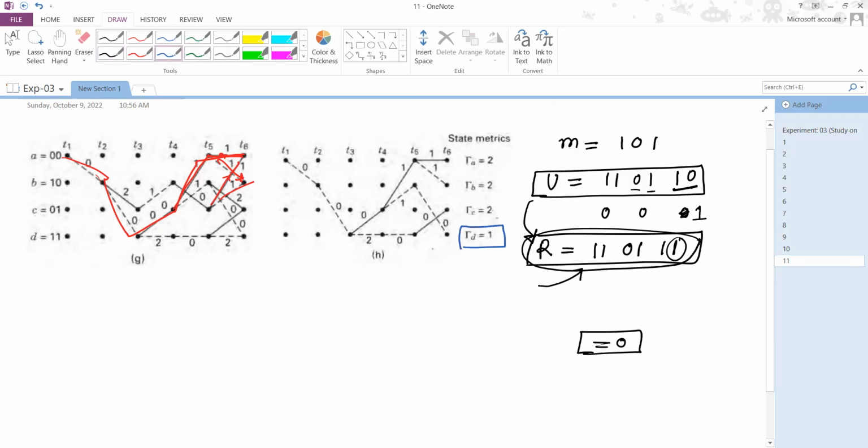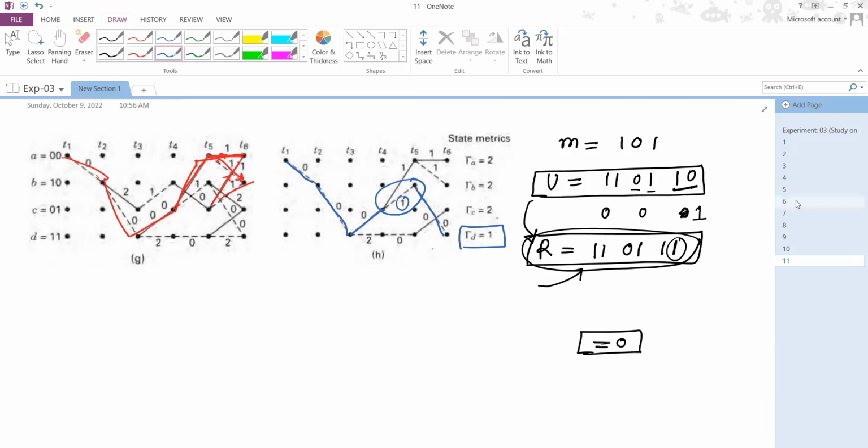And you will see for all the paths from T1 to T2, T2 to T2, the message bit that we have sent is 0, except this position, right? That means from T4 to T5, we are having a 1. That means in this case, there must be an error. That's why the Hamming distance that we are getting is not 0 here, it's 1.